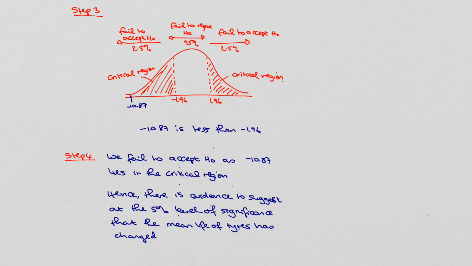Now, if the test statistic does not lie in the critical region, in other words, it lies between minus 1.96 and 1.96, then our conclusion would be that we fail to reject H0 as it does not lie in the critical region, and hence there is evidence to suggest at the 5% level of significance that the mean life is 11,000 miles.